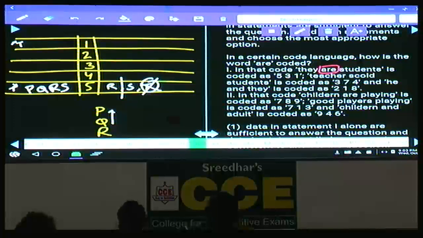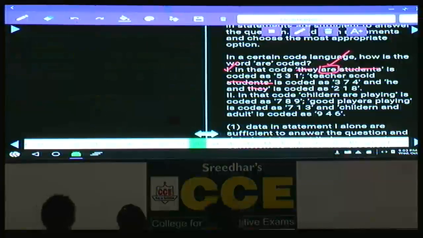Then condition number 2, and in the same condition, teachers scold students. Now students is there, hence we can determine the code for the word students, and he and they. We have they here, they also here, so we can identify the code for they as well. We are getting the code for they and the code for students, hence what will be left over here? "Are" will be left over and one code will be left over. Hence, are you getting the answer or not? Only one alone is sufficient. As of now, one alone is sufficient here.